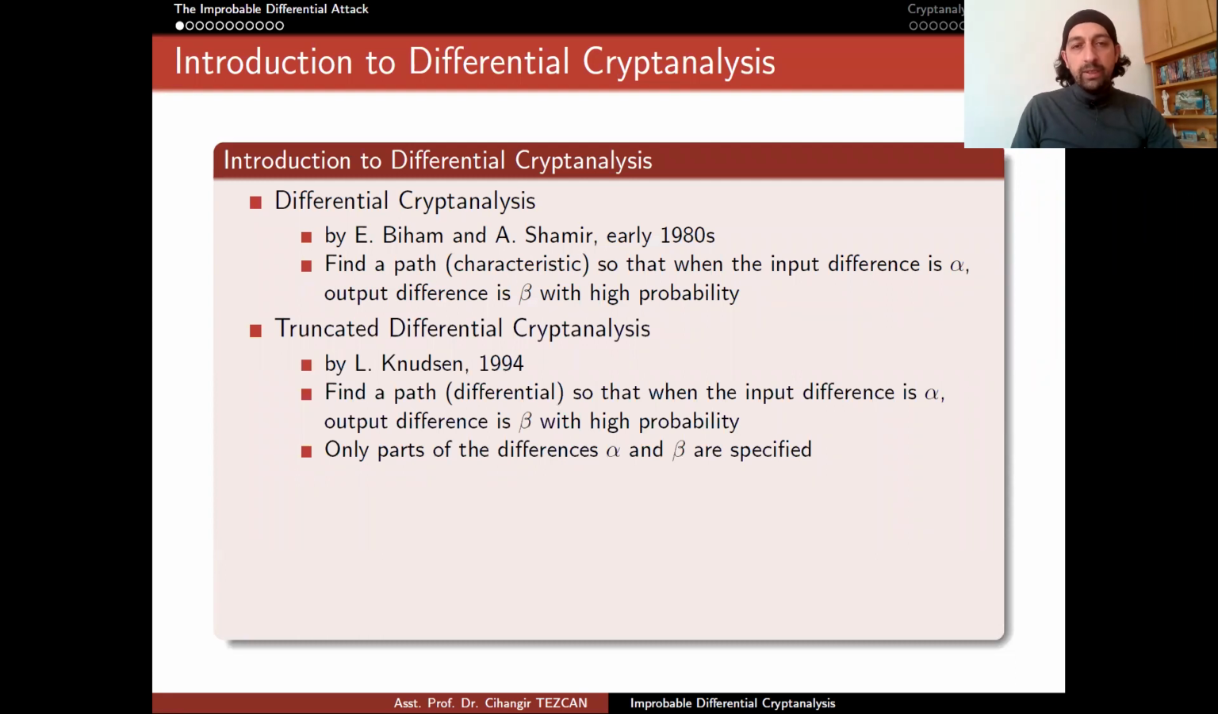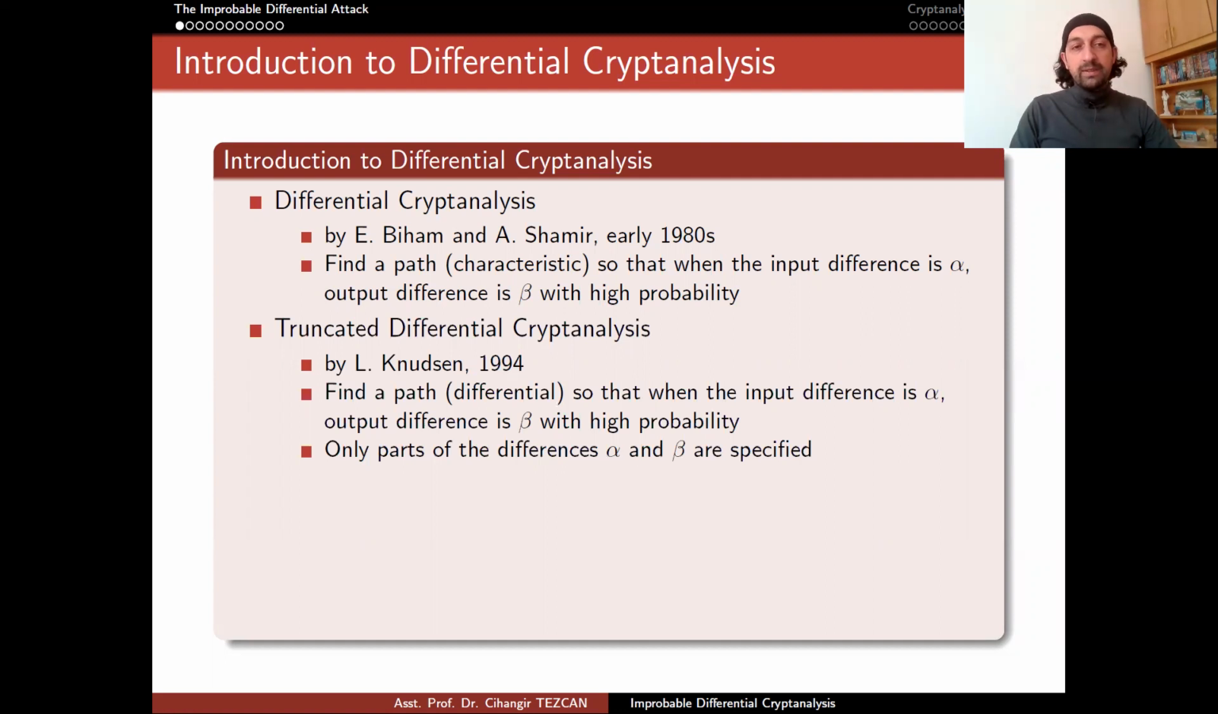Later on, in 1994, Knudsen introduced truncated differential cryptanalysis. The idea is the same. You find a path or a differential so that when the input difference is alpha, the output difference is beta with high probability. Of course, by high we mean that the probability should be higher than that of the event occurring for a random permutation.